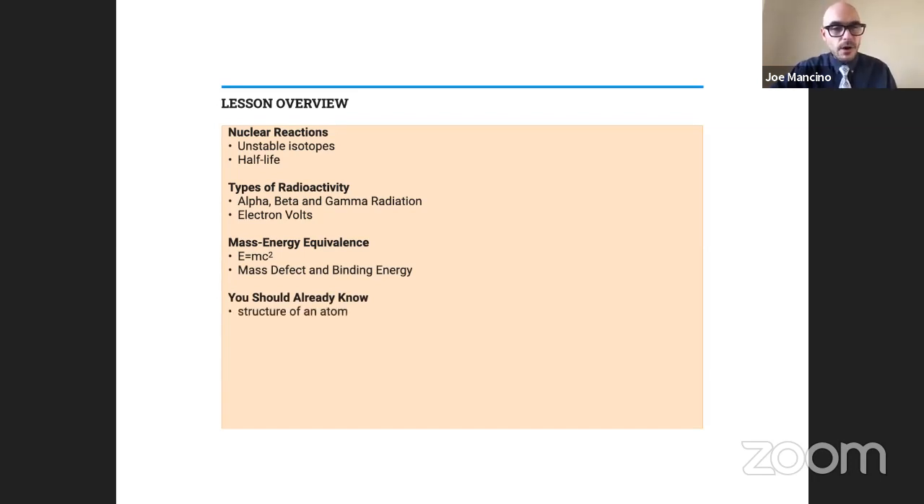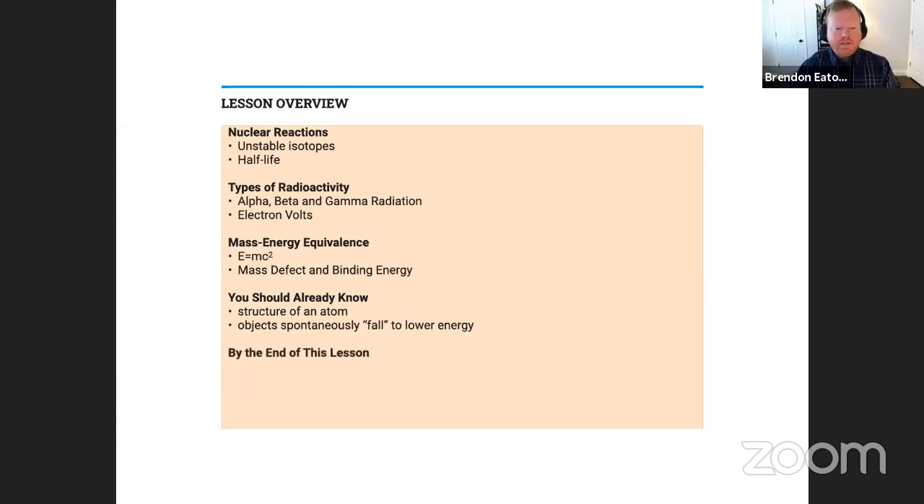And here's what we think that you know coming into today's lesson. I think you know what an atom looks like. You have a really good sense of the structure of an atom. I think you know that objects spontaneously fall to lower energy. If you drop something, it falls to lower gravitational potential energy. If you stretch a spring and let it go, it snaps back to lower spring energy.